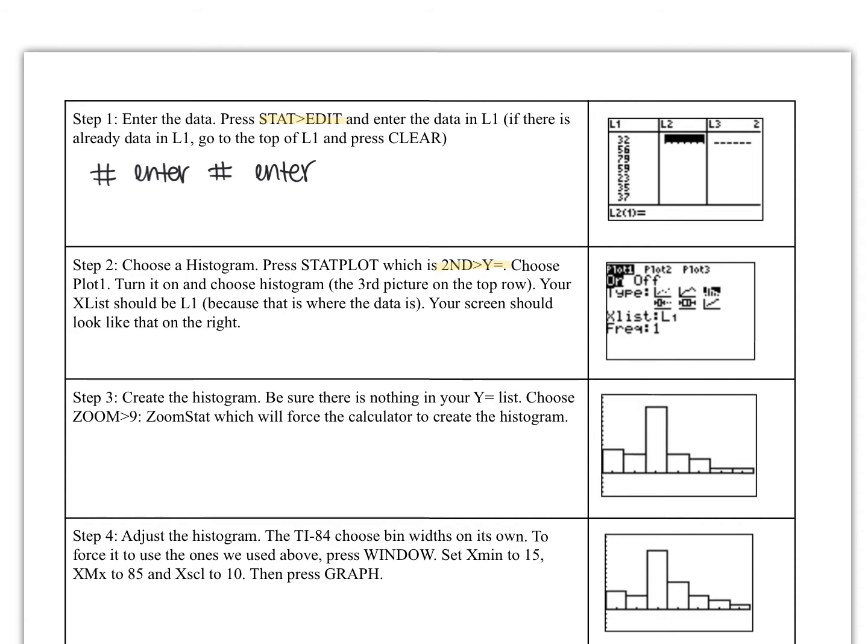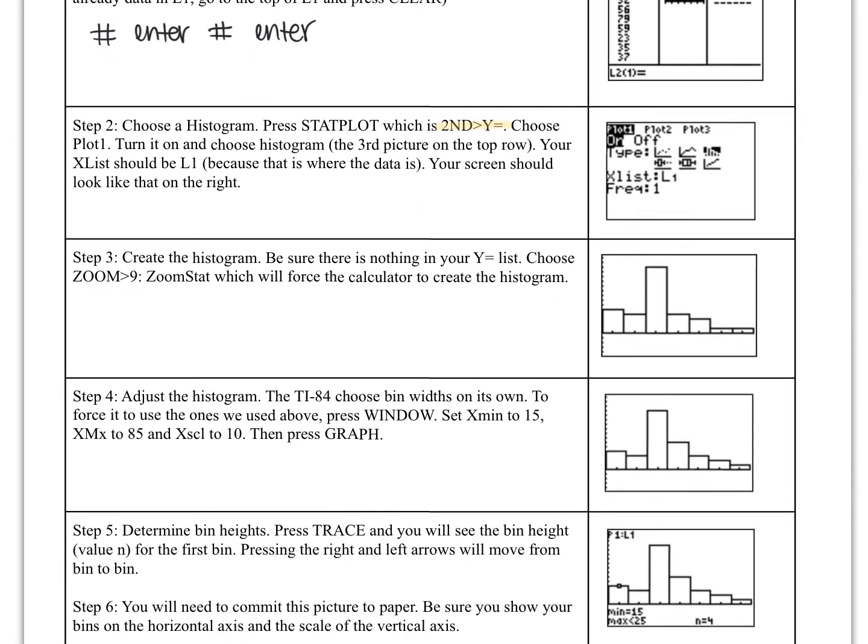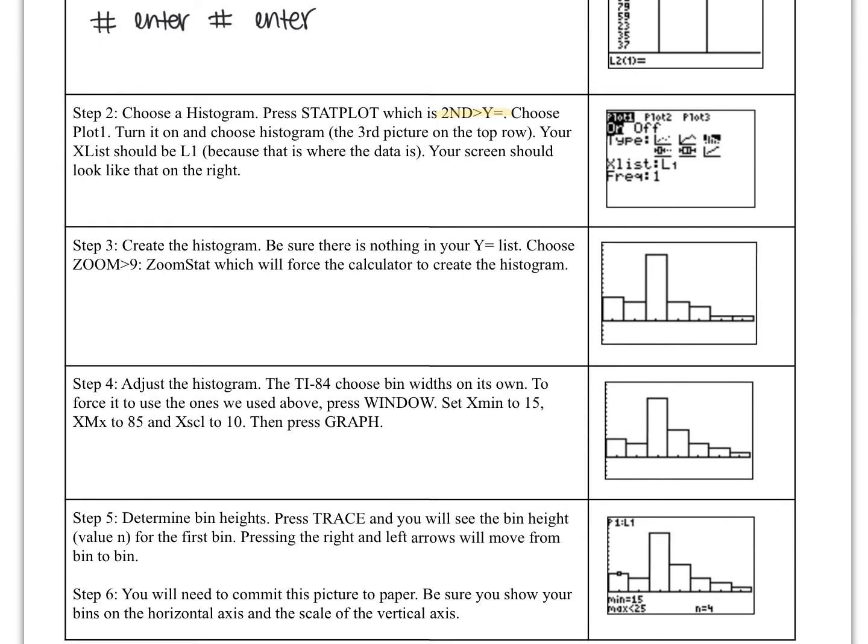And you should have something directly on the right. If you have a graph already in Y equals, you need to clear it. If your other plots are on as well, you need to make sure they're turned off. So if you run into any of those issues, please let me know. I can help you do that. Now you're going to create the histogram itself. So you're going to choose Zoom and then 9. And it will make the calculator create a histogram.